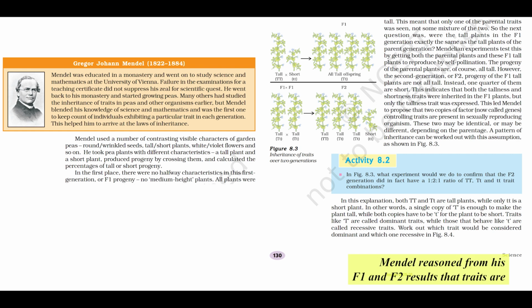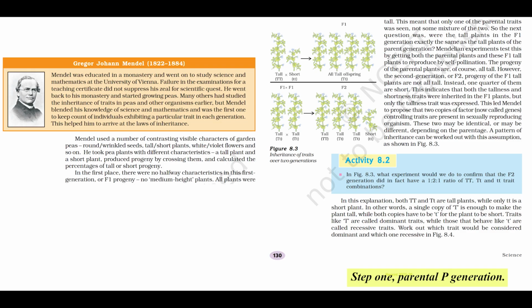Mendel reasoned from his F1 and F2 results that traits are controlled by heritable units, which he called factors. We now call them genes. He proposed that for each trait, an organism inherits two factors, one from each parent. These factors can be the same or they can be different versions. We now call these different versions alleles. Now, let's apply this to the tall-short example.